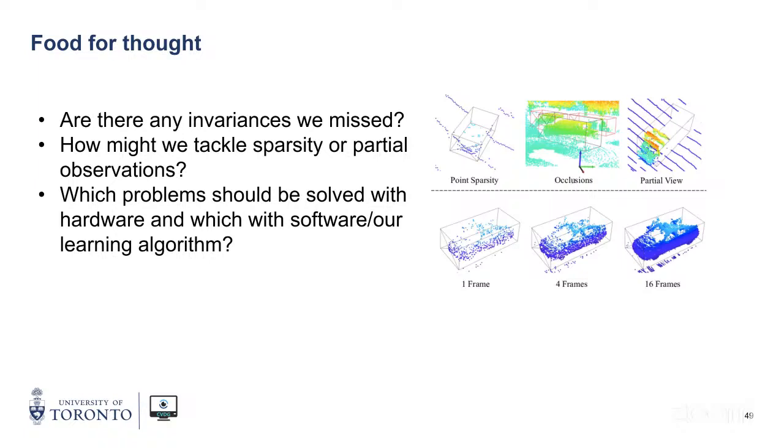And it also relates to some of these problems like sparsity or partial observations. But which of these problems don't even need to be solved with our learning algorithm? If I'm working with a LiDAR sensor, is it better to spend my time improving the sensor, or is it better to spend my time improving the learning algorithm? Something very important to think about.